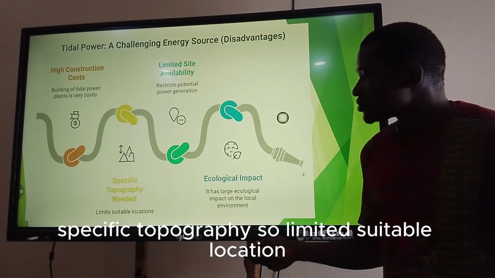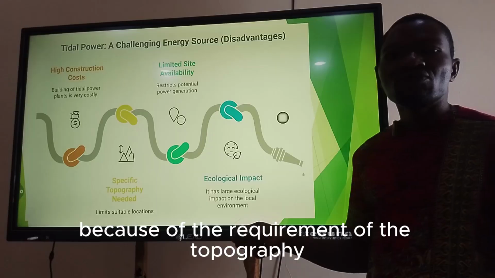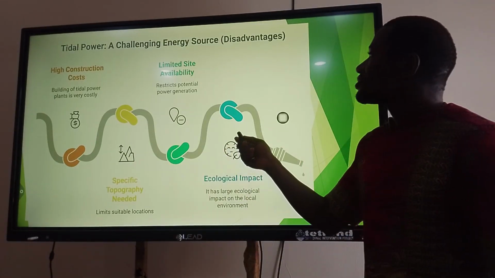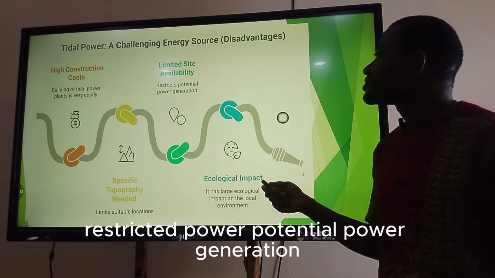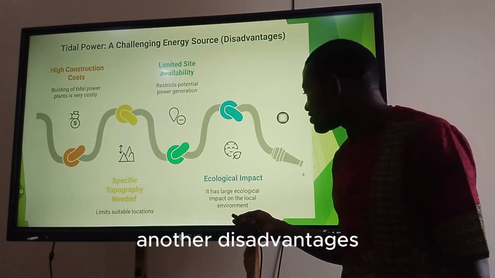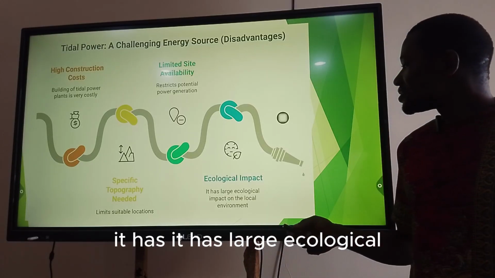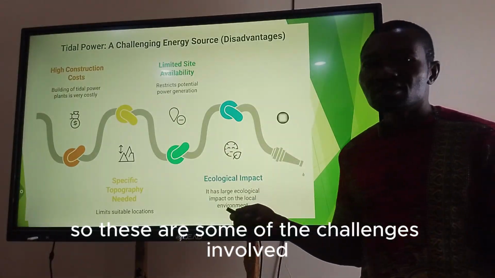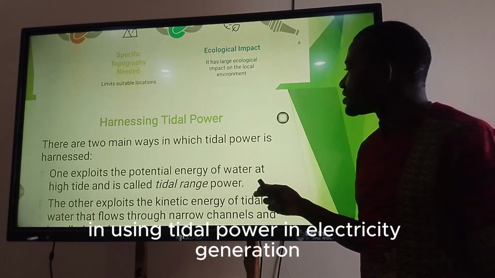So limited suitable locations, because of the requirement of the topography to be employed in tidal power generation. Another limitation is limited site availability, restricted potential power generation. The sites required may be limited. It's another disadvantage. Then the last one here is ecological impact. It has a large ecological impact on the local environment. So these are some of the challenges involved in using tidal power in electricity generation.